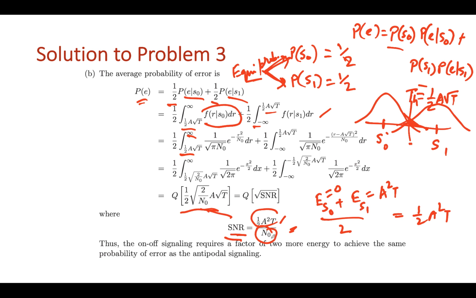Thus the on-off signaling requires a factor of 2 more energy to achieve the same probability of error as antipodal signaling. So that's the solution here.